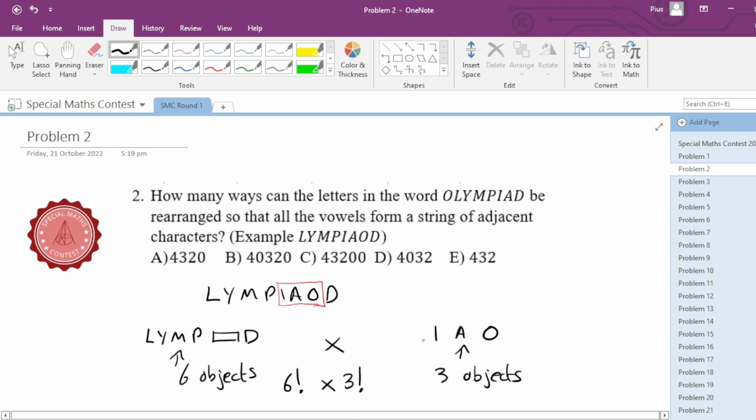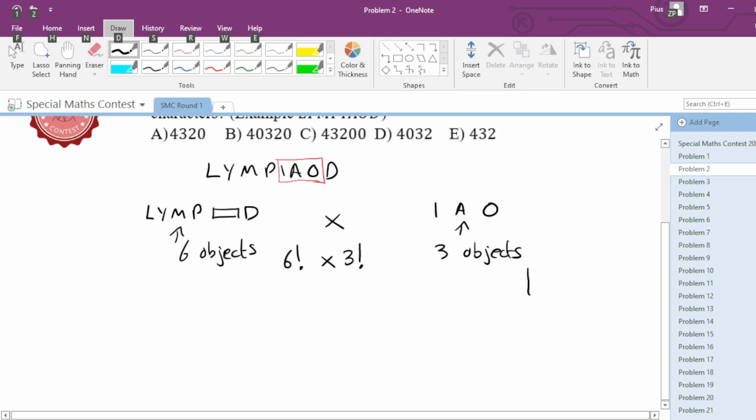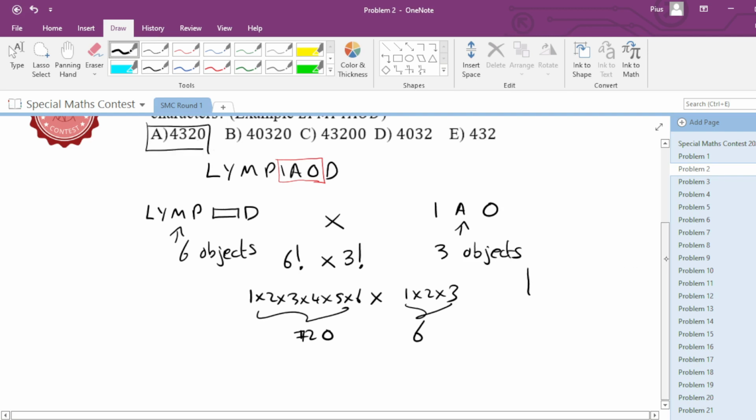Okay, so 6 factorial, that's 1 times 2 times 3 times 4 times 5 times 6, and this is actually just 720, times 3 factorial, which is 1 times 2 times 3. So this portion here is 6. Multiply this together and we'll get 4,320. So A is the correct option.